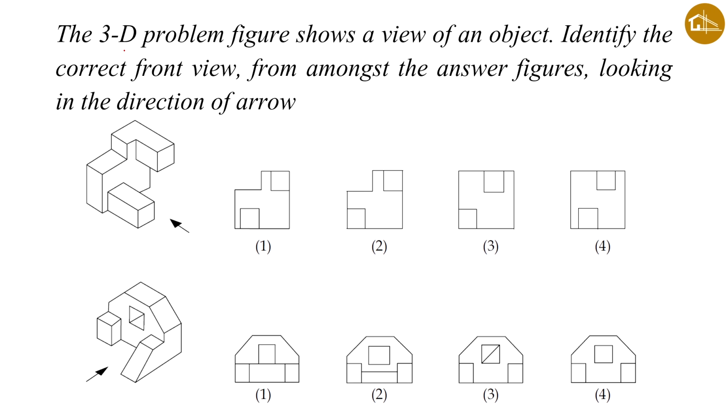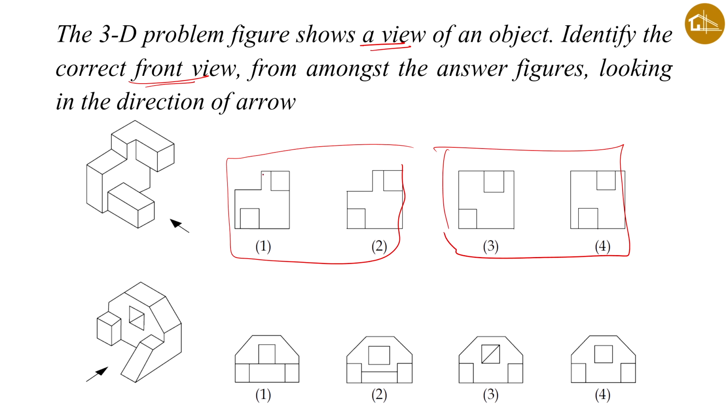So type 4, we have the 3D problem. The figure shows a view of an object. Identify the correct front view from amongst the answer figures, looking in the direction of the arrow. We have to find the front view, and we have been given a 3D figure. Before analyzing the problem figure, we will see the options first. As you can see, these 2 are of one type and these 2 are of a second type. Why? Because there is a cut over here, and this is also a cut, but in these 2 there is no cut.